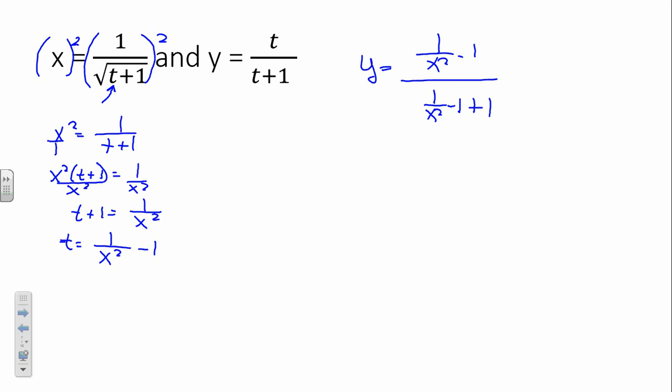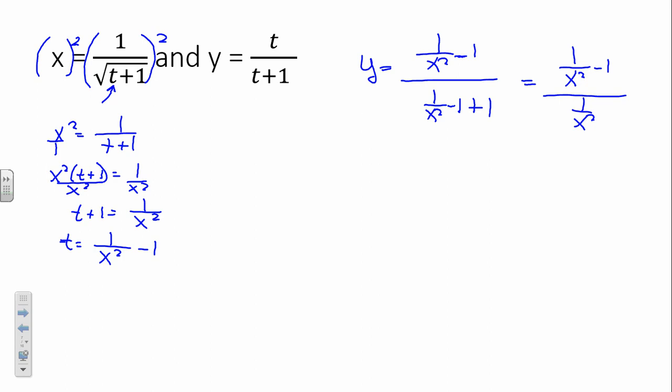Okay. And the denominator, what's that going to simplify to? Over x squared. So we have 1 over x squared minus 1 over 1 over x squared. Now why can't we just cancel the 1 over x squareds with each other? Because of that negative 1. They're a difference, not factors. When they're factors, we can cancel, but when we have sums and differences, we can't.